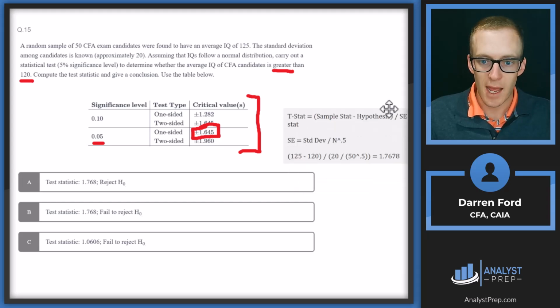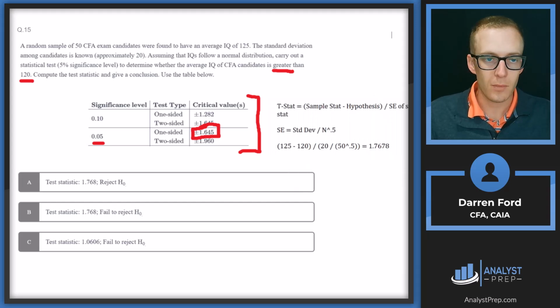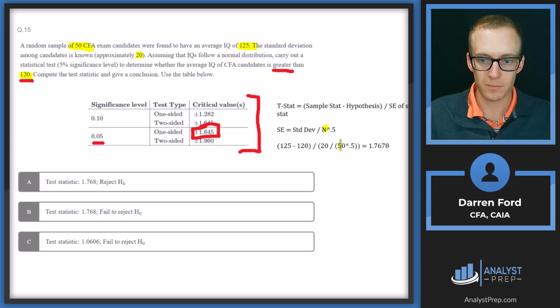So let's pull in that t-stat formula and we can calculate. So our t-stat is going to be the sample stat, subtracted by the hypothesis. So the hypothesis is going to be 120. Our sample stat is what we were given, 50 candidates at 125. And then we're going to be dividing that by the standard error of the sample stat. We're not given the standard error, but we can impute that based on the standard deviation, which is given at 20, and the number of candidates, and we'll take the square root of that. So that n right there is going to be plugged in at 50.